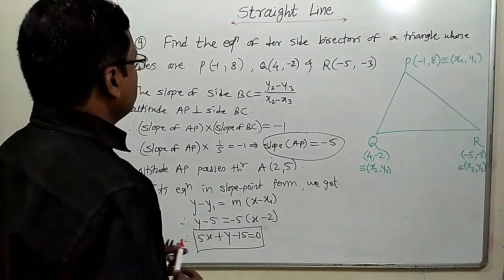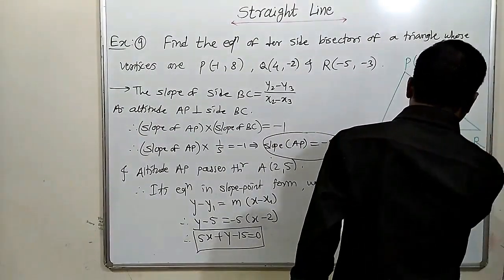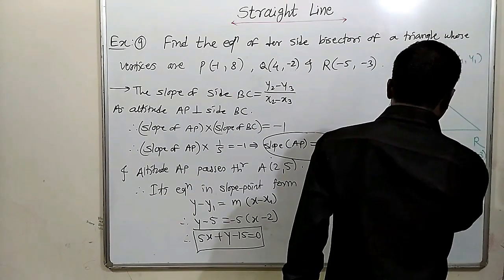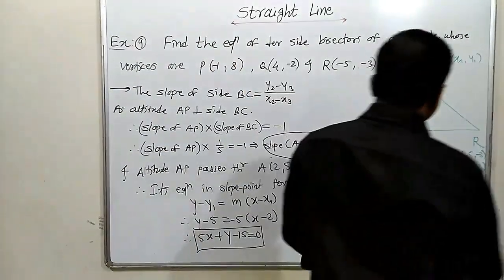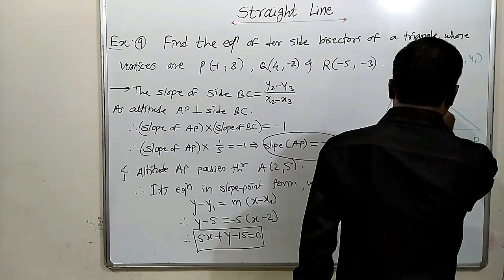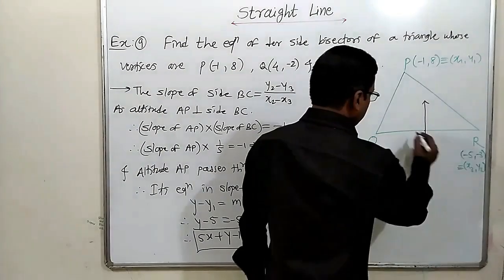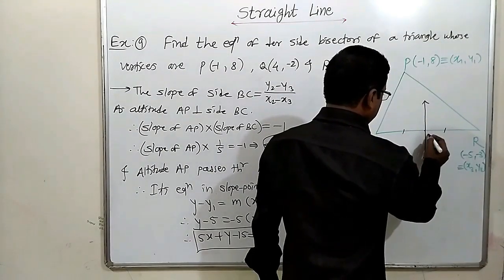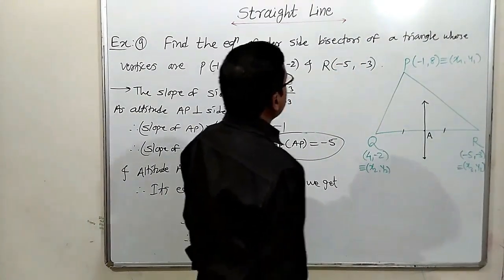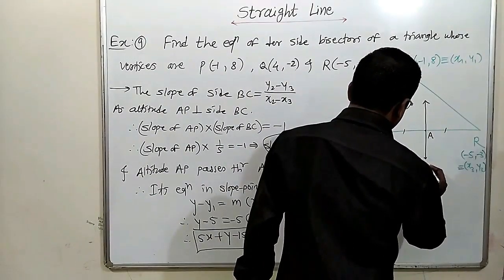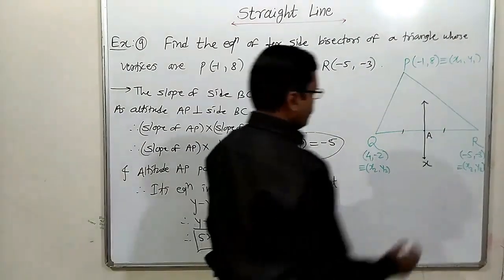Then we have to find the equations of perpendicular side bisectors. A perpendicular side bisector is nothing but the line which passes through the midpoint of a side and is perpendicular to that side. So that perpendicular bisector will be like this: a line which passes through the midpoint of this side. Let the midpoint be A, and we call this perpendicular bisector line X. This line X passes through point A and it is perpendicular to this side.